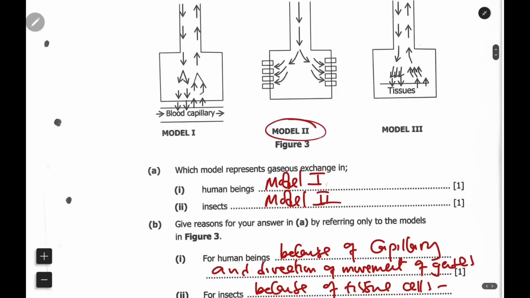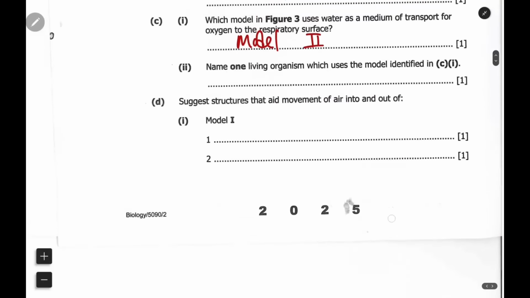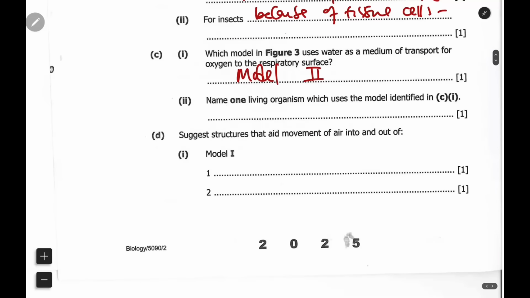So please use the system that is used. Don't write model 2 as 2. Use what you're given. So model 2. Name one living organism which uses this model. So fish, bony fish.